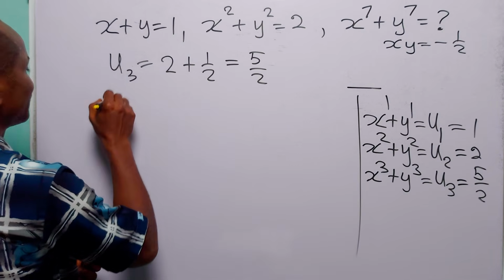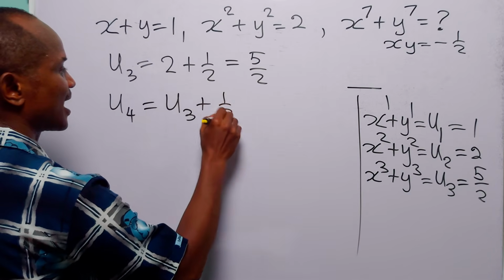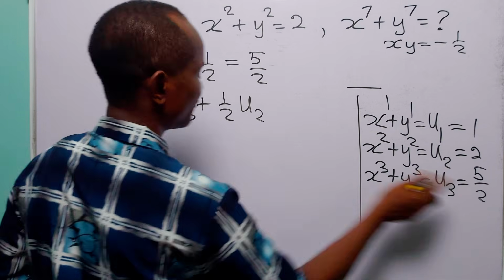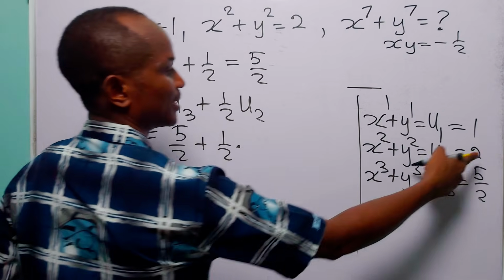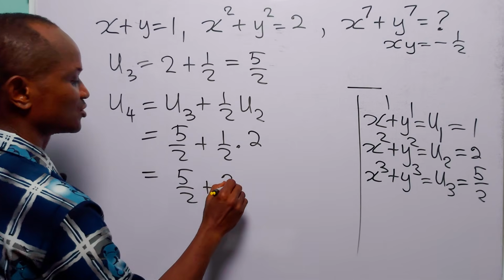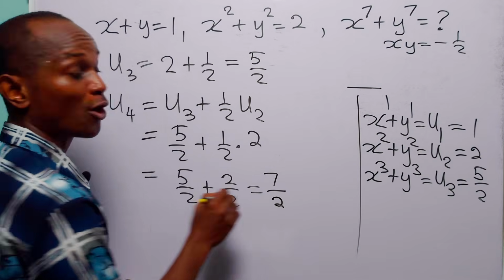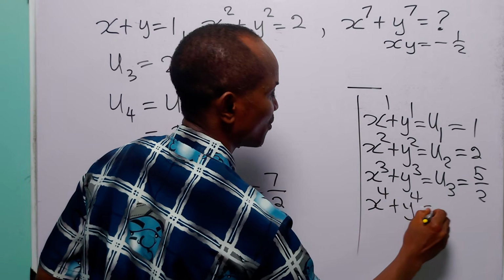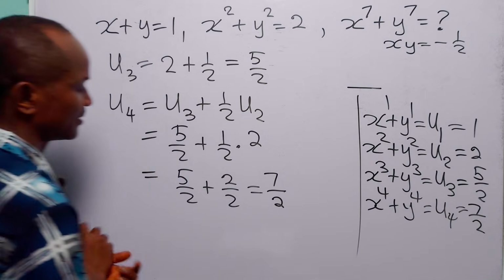Now we find u sub 4, which is equal to u sub 3 plus half times u sub 2. This is equal to 5 over 2 plus half times 2. This is equal to 5 over 2 plus 2 over 2. 5 plus 2 is 7. 2 is the common denominator. So we have that x to the power 4 plus y to the power 4 is equal to u sub 4, which is 7 over 2.